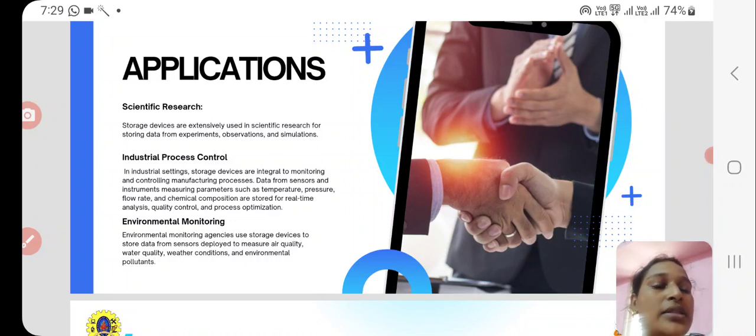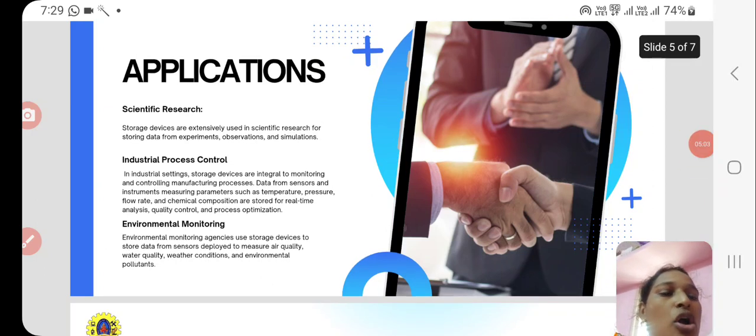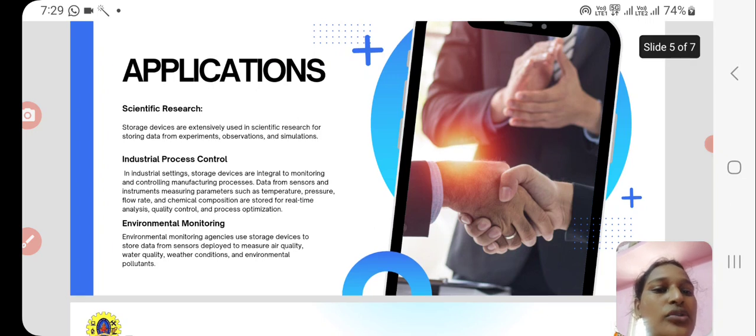They are extensively used in scientific research for storing data from experiments, observations, and simulations. Also in industrial process control, these storing devices are an integral part of monitoring and controlling the manufacturing process. Data from sensors and transducers are stored, and these data include measured parameters such as temperature, pressure, flow rate, and chemical composition, which are used for real-time analysis, quality control, and process optimization.